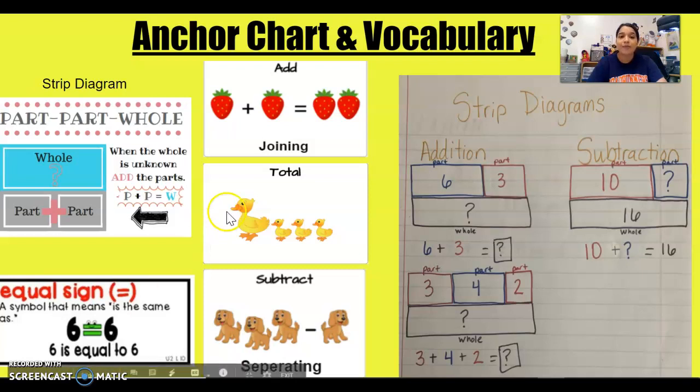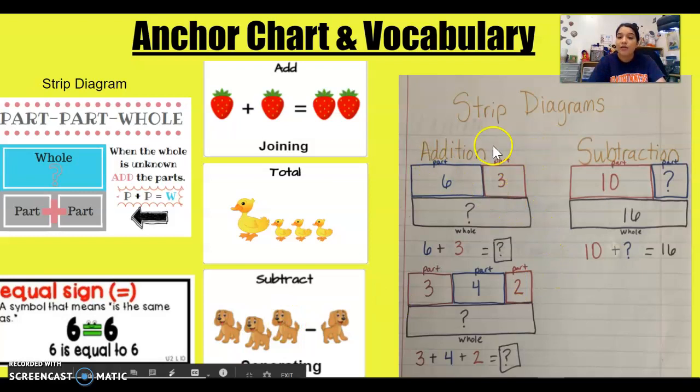Our next vocabulary word is add. When we are adding, we are joining. We are putting them together. Next we have total. Our total is the number of objects we have all together. How many we have all together. Next we have subtract. When we are subtracting, we are separating. We are taking away something. We're taking away a certain amount.